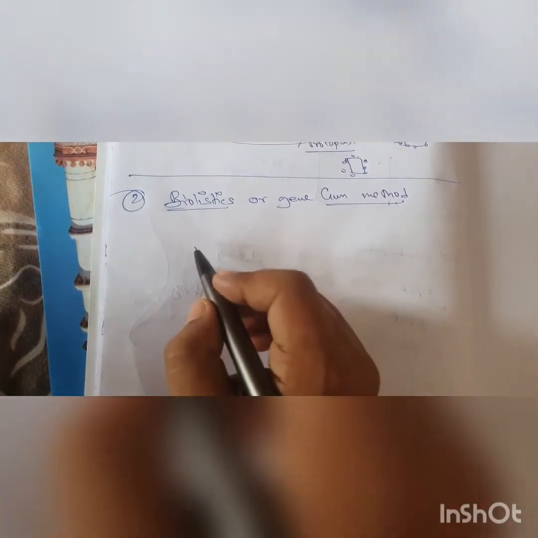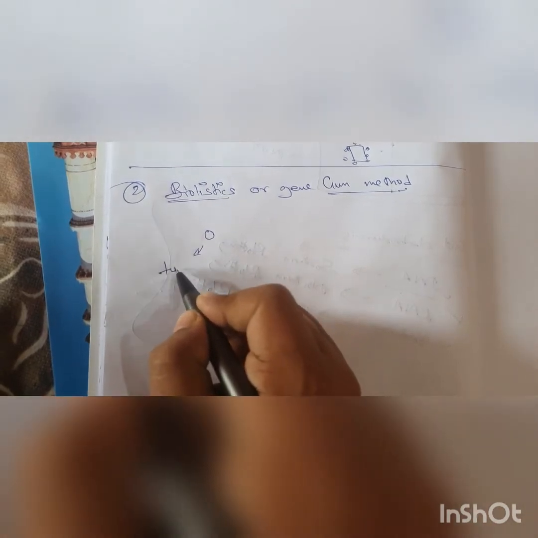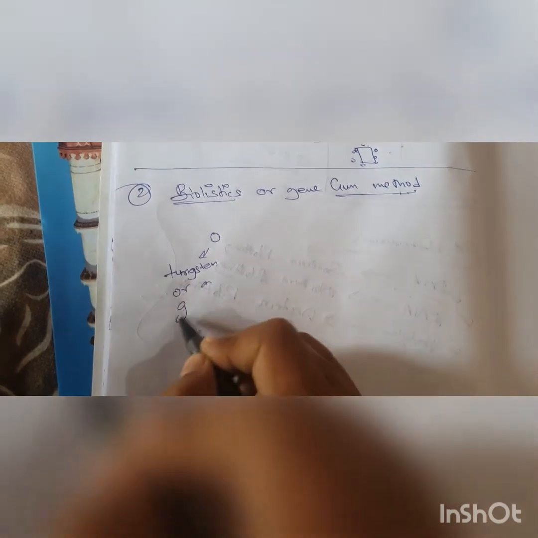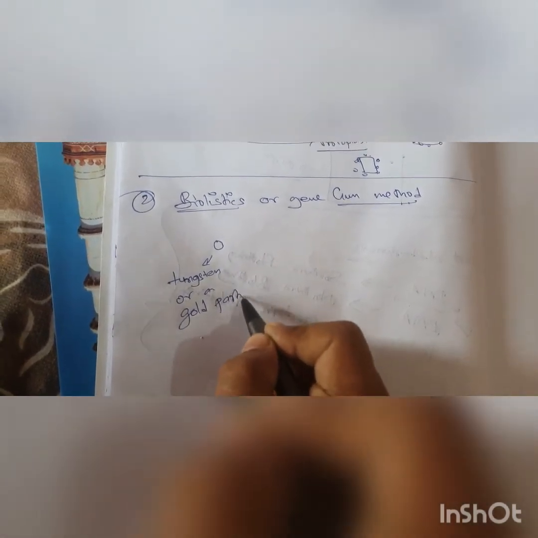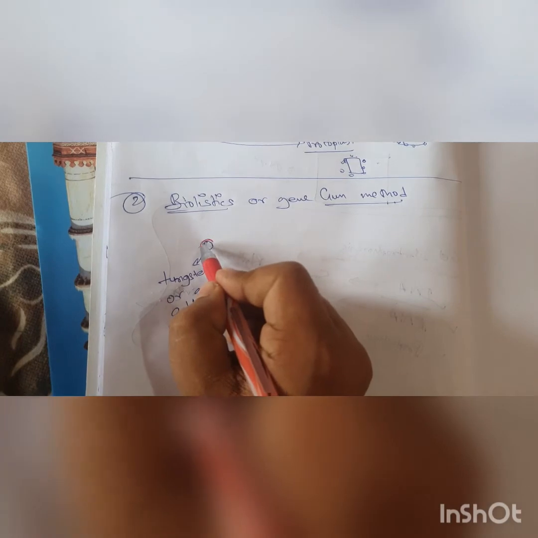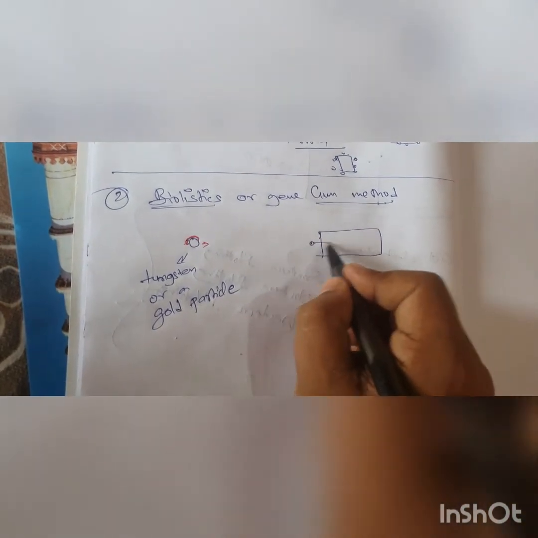In the biolistic or gene gun method, what happens is you take a tungsten or a gold particle, and on the tungsten or gold particle you load your target gene, and then take this small particle and with the help of a gene gun put the particle inside the cell.